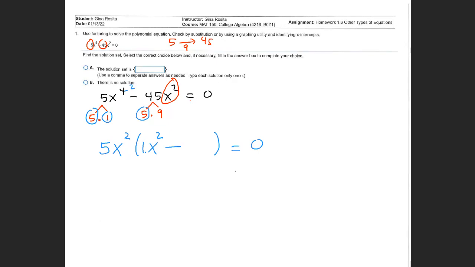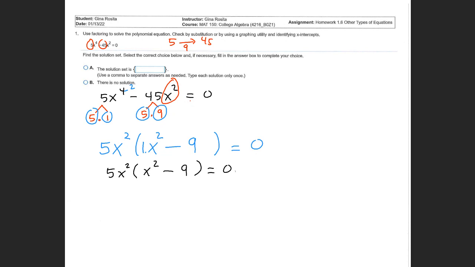45. Factor 45 is 5 times 9. Already used 5, already circled. So I circle 9 and just copy it over here. X squared is already circled, so I don't need to write down anything, because 5x squared times 9 is 45x squared. That's right. So now we write it down again: 5x squared times x squared minus 9 equals 0.